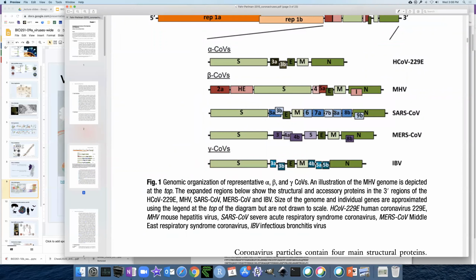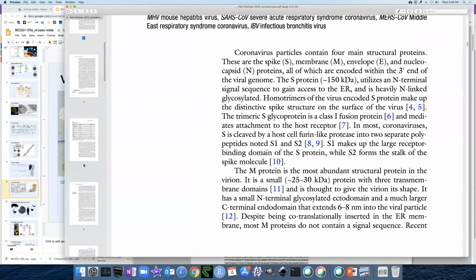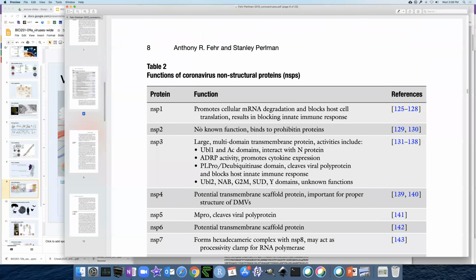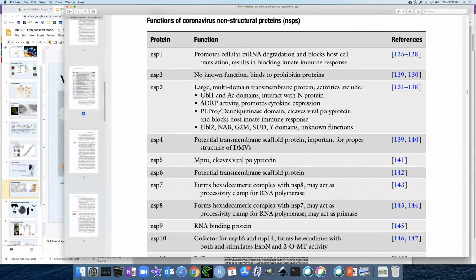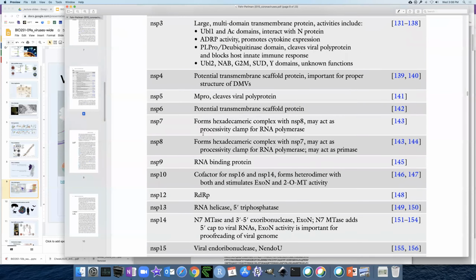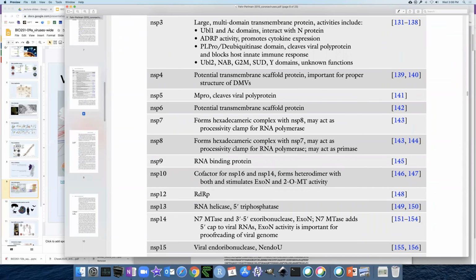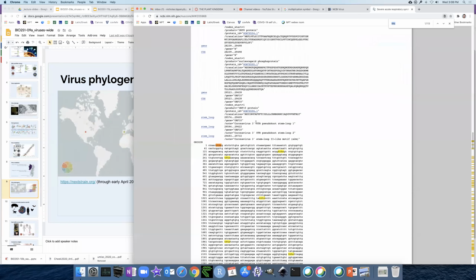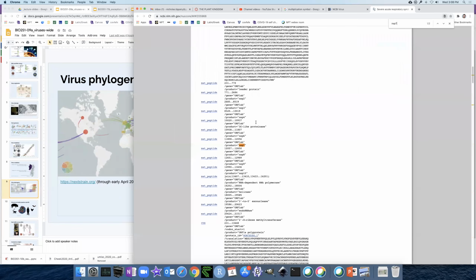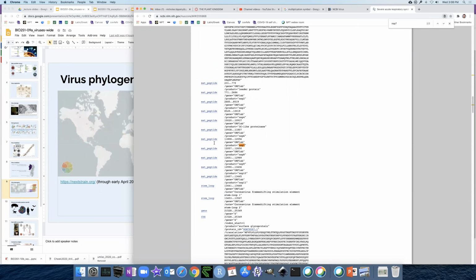Let's go back to see if we can relate these two documents together. So this is the schematic of the genome. And we had that block here of what some of these non-structural proteins are. Here's one I wanted to do, a hexadecameric complex of NSP7, NSP8. So let's see if we can find NSP7 and 8 and see if those are present on this one. Sure hope so. NSP7, there we go.